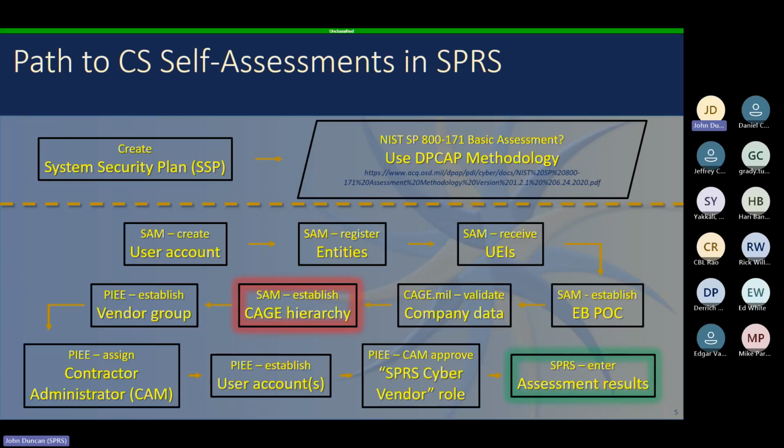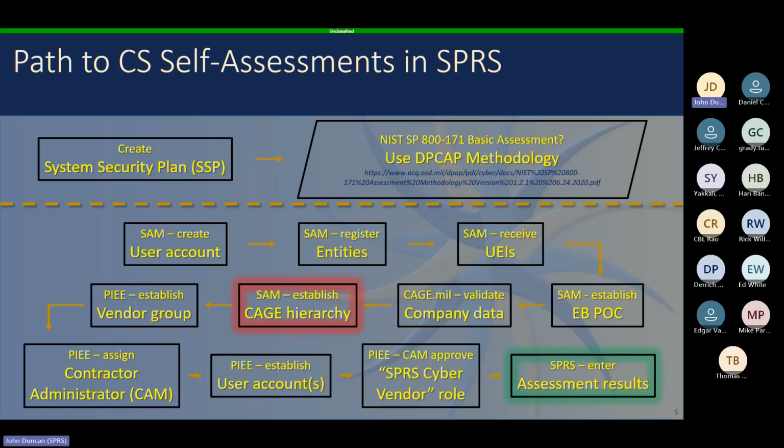We'll talk about that. There are 2 roles you can have. One is just so you can look at the scores, but the SPRS cyber vendor role is where you can add and edit them. We separate that because there are a lot of companies that say, sure, people can go in and see the scores, but I only want 1 or 2 people actually going in and changing things. So that's why it's separate. Once you get to that point, you can enter your assessment results. That's the hard part, and that's the long way of how it goes. It's not terribly bad.